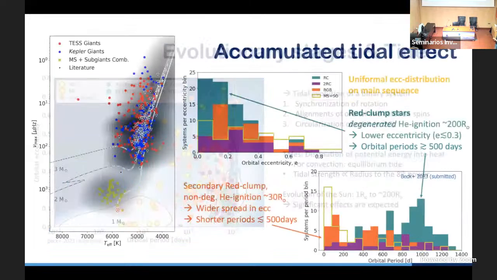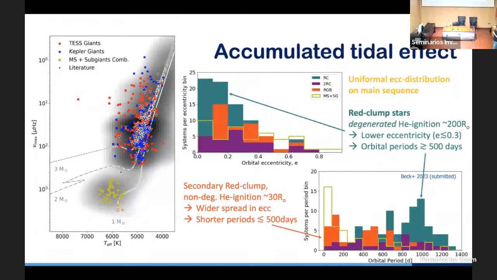Now, if we take histograms, we see clearly that those stars that have ignited helium at about 200 solar radii tend to be less eccentric than those that have ignited helium much lower, at 30 solar radii, because they are much more massive. And we also don't find the big ones at shorter periods, simply because they were so big that they were eating the secondary.